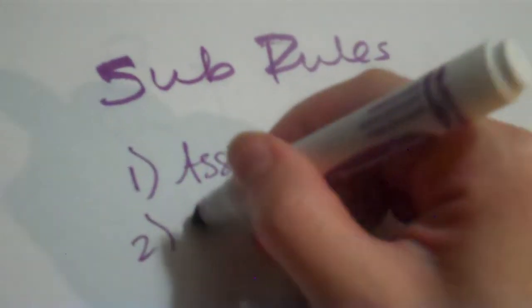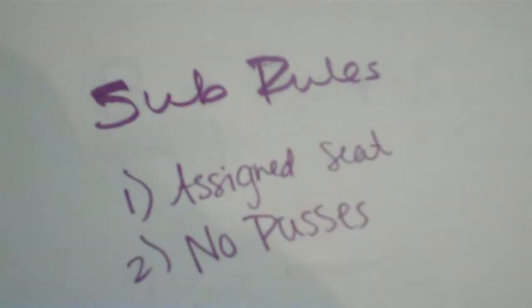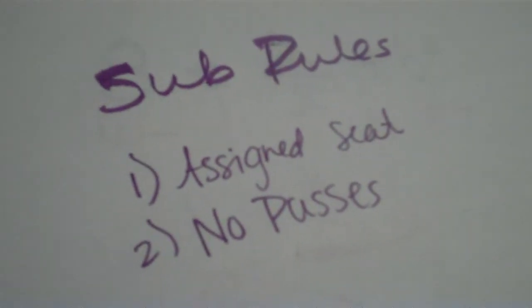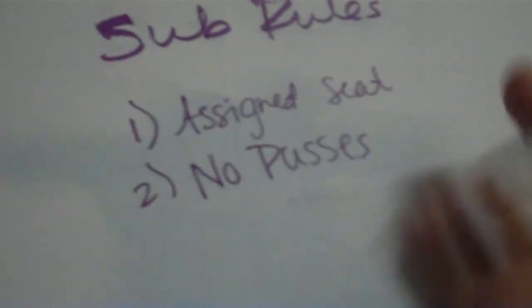Number 2, no passes. Don't ask to go to the locker room. Don't ask to go to the bathroom. Don't ask to go anywhere. You just stay there. Okay. I'm not there to monitor it. So just stay seated.